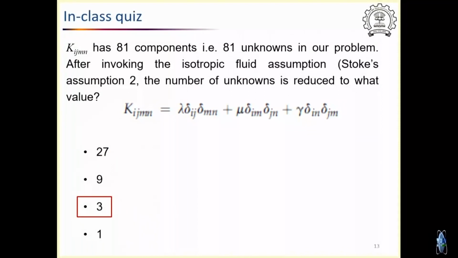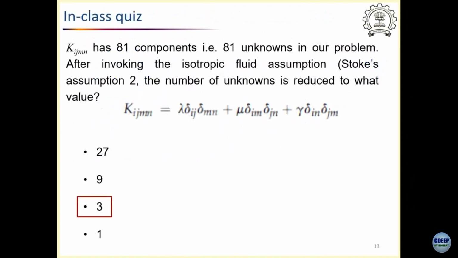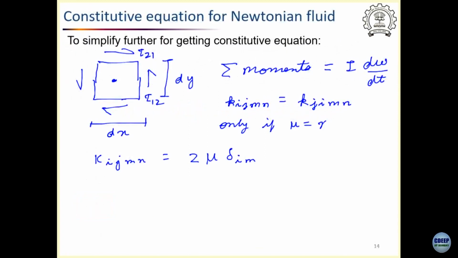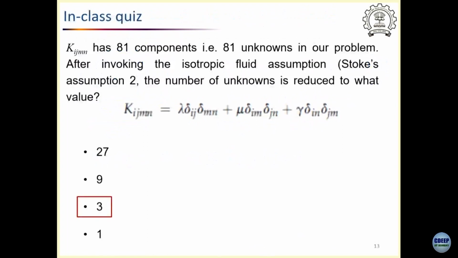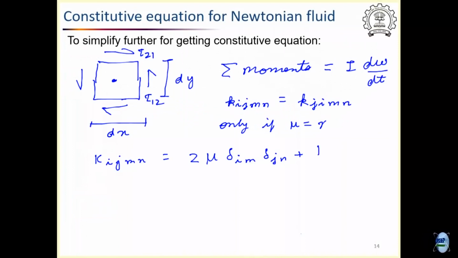If that is the case, this can happen only if, so what do we get here? Two mu delta_im delta_jn plus lambda delta_ij delta_mn. So this is what we get.